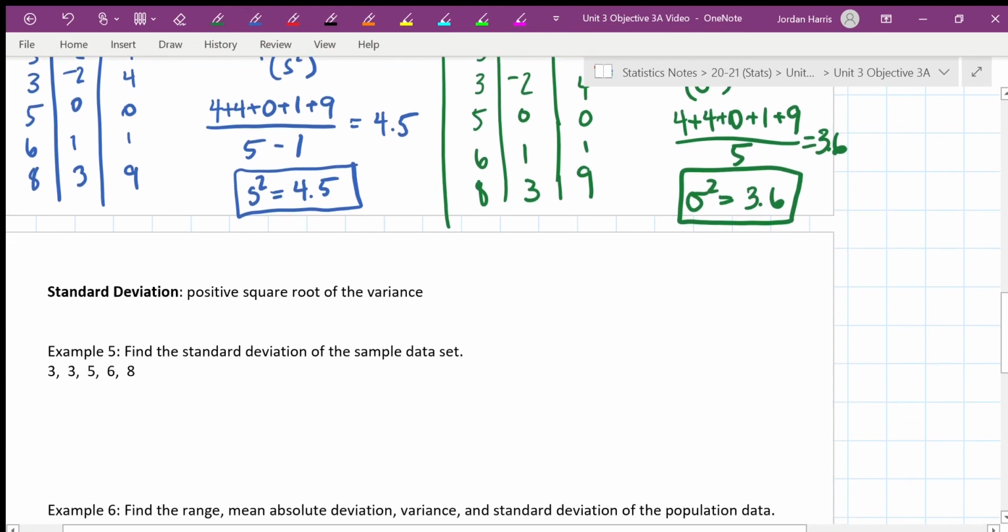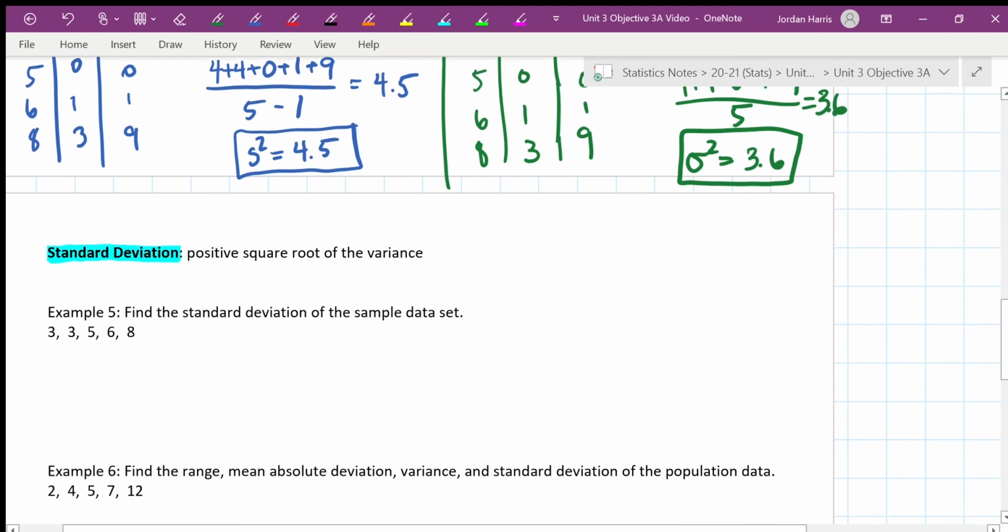Okay, and standard deviation, that should be a familiar thing. The standard deviation is the positive square root of the variance. Okay, so we have the sample standard deviation, and we have a separate variable for population standard deviation.